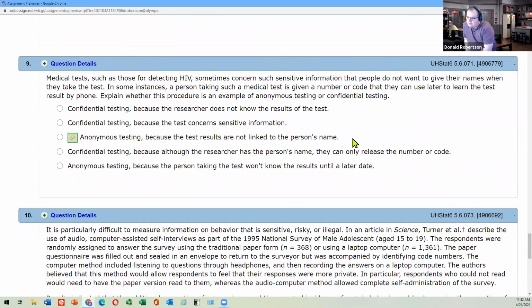They are picking it as 3. So anonymous testing because the test results are not linked to the person's name. So at the beginning, they don't even care what your name is. They say, you're going to be A42C. So when you look up online, that's the one that you look for to find out if you have HIV. Interesting.